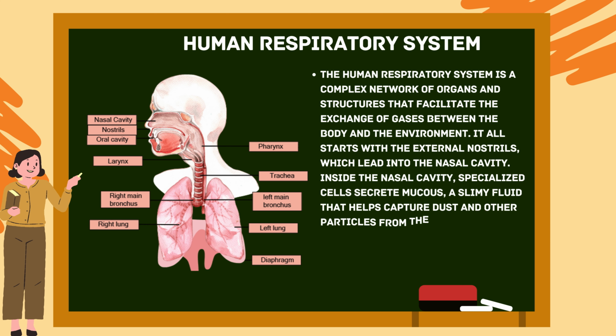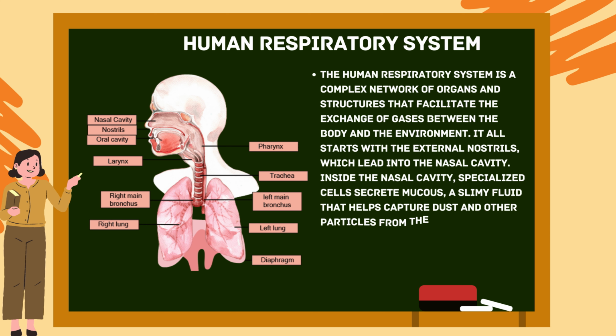The nasal cavity extends into the pharynx, a junction where the respiratory and digestive systems meet. The pharynx is divided into three sections: the oropharynx, nasopharynx, and laryngopharynx. Each section serves a specific purpose, such as allowing food to pass through, oropharynx, or facilitating airflow, nasopharynx.